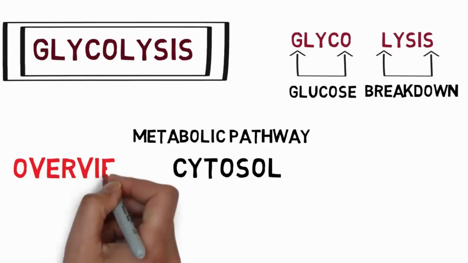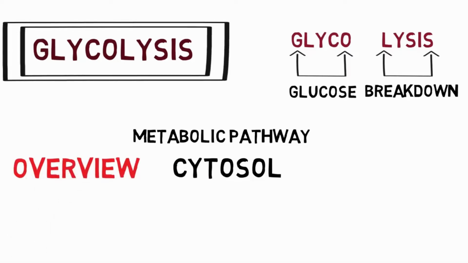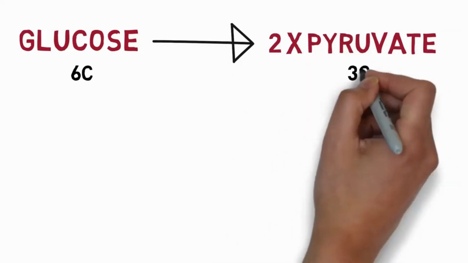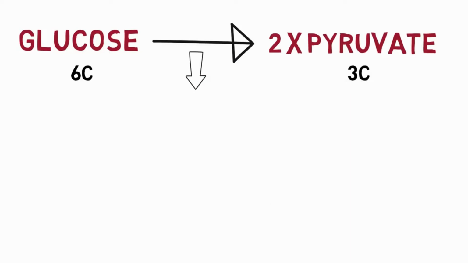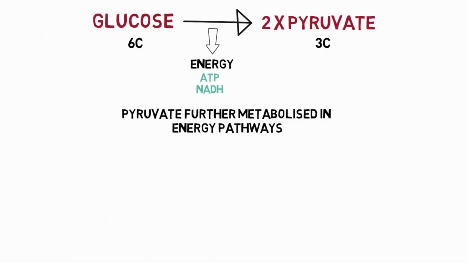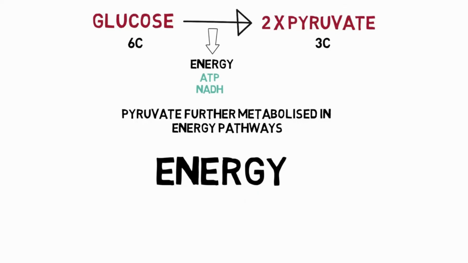First, we will have an overview about this process, and then we'll study about the various reactions involved. In glycolysis, one molecule of glucose, which is a 6-carbon compound, is broken down into two molecules of pyruvates, which are 3-carbon compounds. During this conversion, energy is released in the form of ATP and NADH. The pyruvate form is further metabolized in various energy pathways that produce more energy.